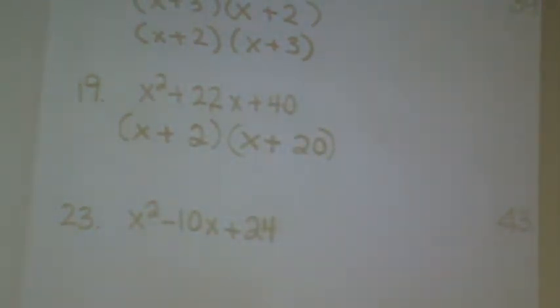23. What two numbers, same thing, multiply to give you 24, but add to be negative 10? That would be negative 6 and negative 4. These two multiply to give you 24, but add to be negative 10.